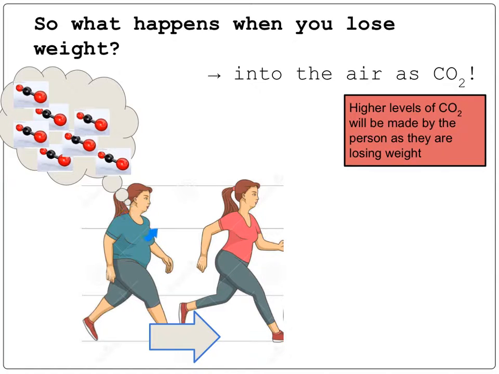So if this person just stayed this size, they would be breathing out a certain amount of CO2. But when they're losing weight, they're actually breathing out more CO2 than normal because they have burnt more sugar than normal, more lipids than normal. And so they'll actually be making more CO2. So a person losing weight is actually breathing out more CO2 than they normally would.